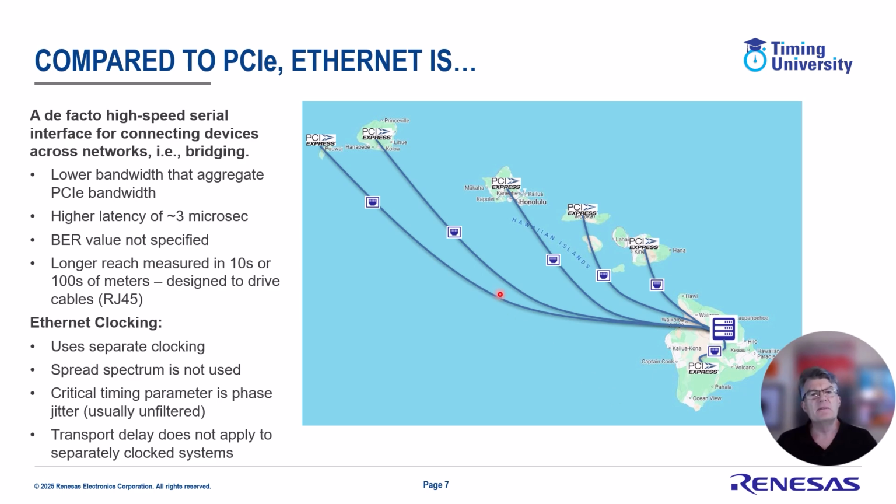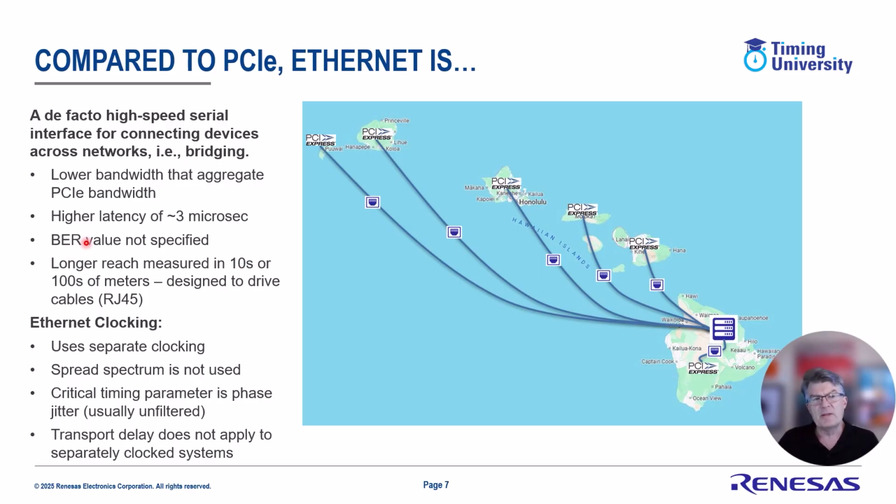So the other great serial interface in the world is Ethernet. And let's compare Ethernet and PCI Express. And we're going to use this island chain of Hawaii as an example. Ethernet has a much longer reach than PCIe. It's designed to drive cables of various types, the most popular being RJ45, and its reach is measured in tens to hundreds of meters, depending on other variables.